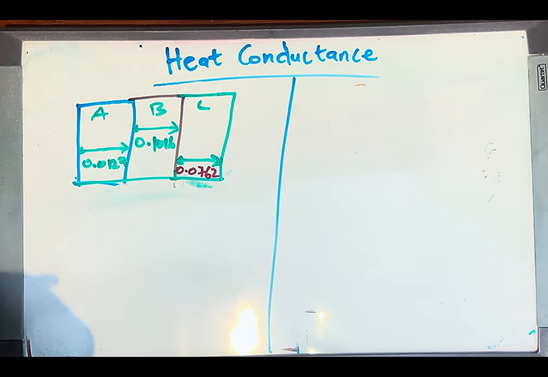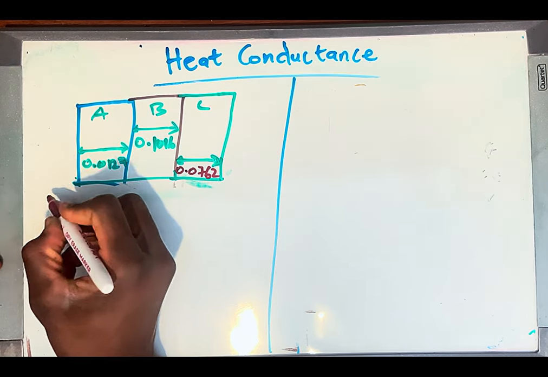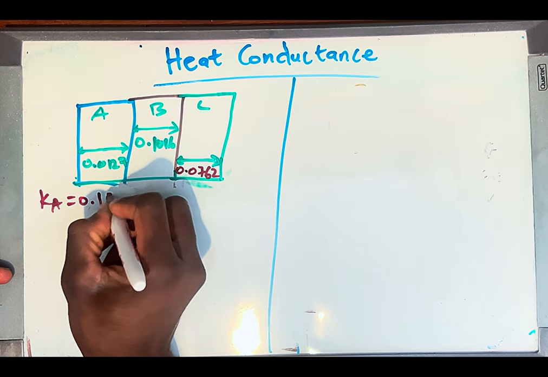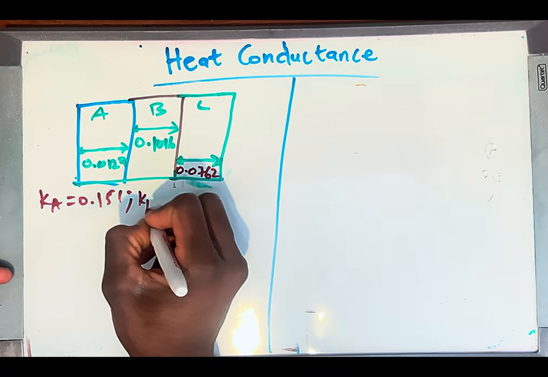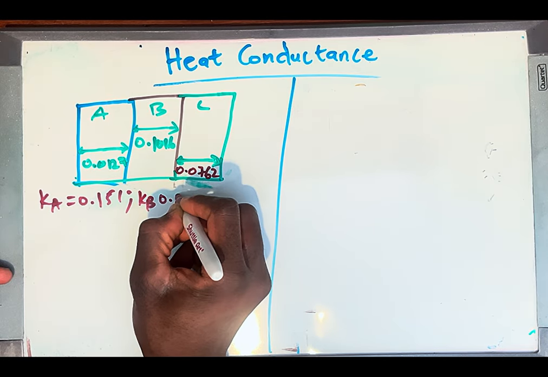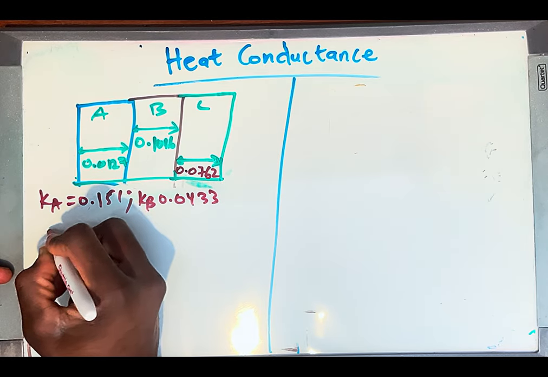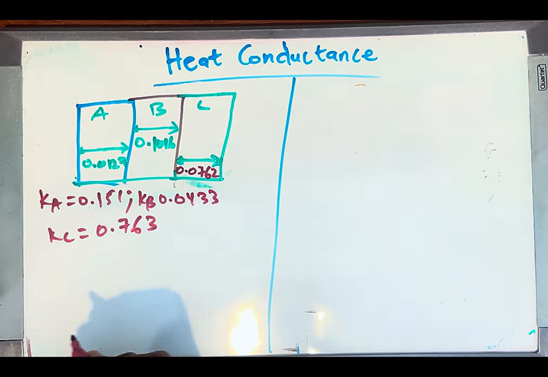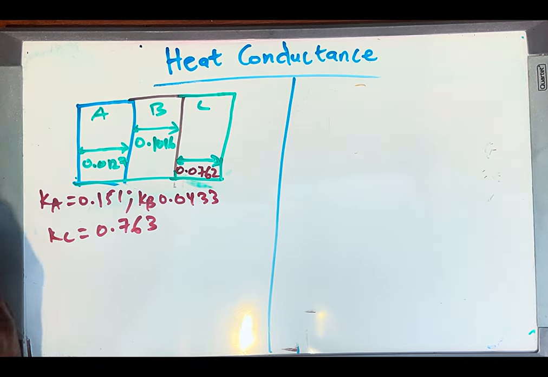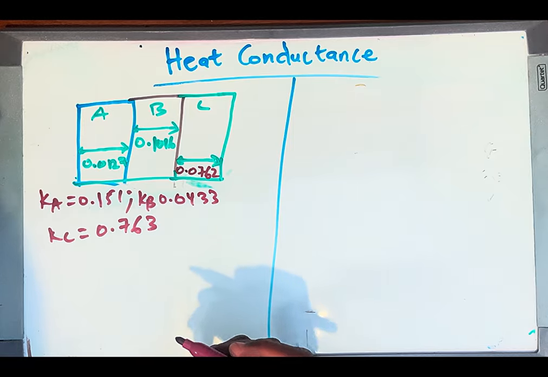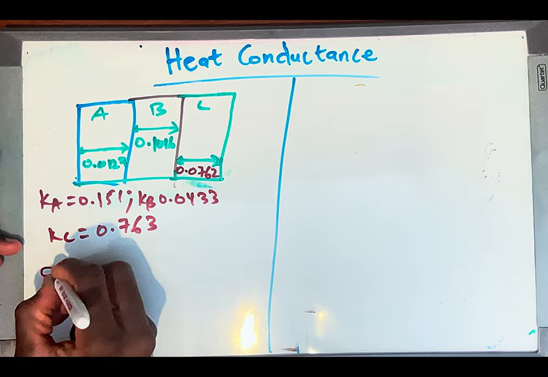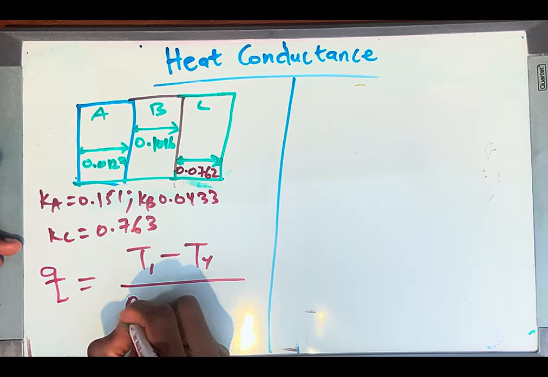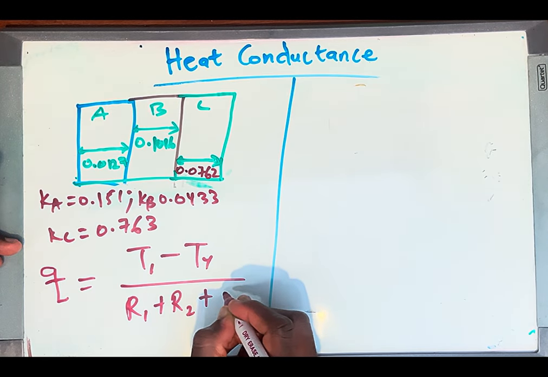So don't forget. Okay, we were also given the thermal conductivities. The thermal conductivity Ka of the pine was given to be 0.151. That of the second material was given to be 0.0433. And then the last one was given to be 0.762. So these are the three thermal conductivities of the materials given to us. Now, the question is asking us to calculate the total heat loss, Q. We know Q to be equal to T1 minus T4 all over R1 plus R2 plus R3.